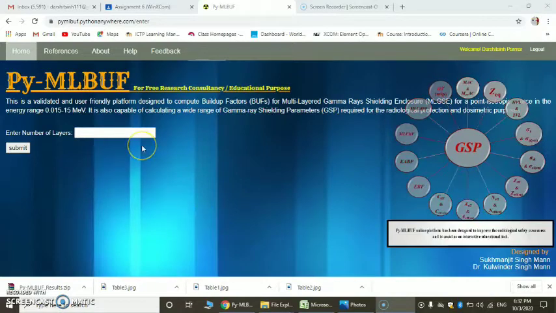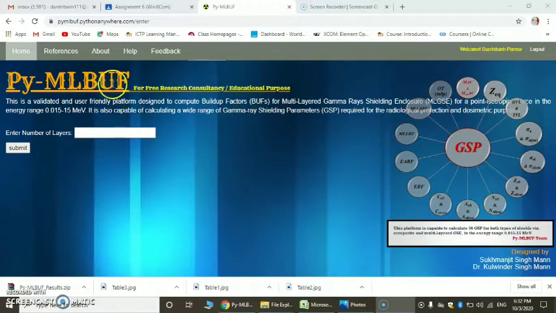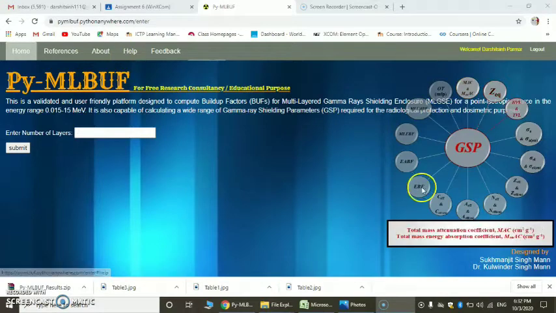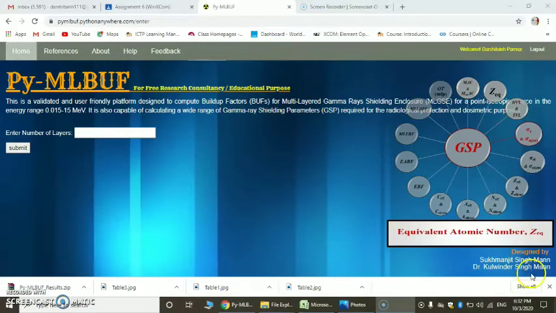Here we have our platform. First we have to log in to the platform. So I have logged in. This platform is designed by Dr. Kulwinder Singh Mann and Sukhmanjit Singh Mann. This platform calculates nearly 36 gamma ray shielding parameters.